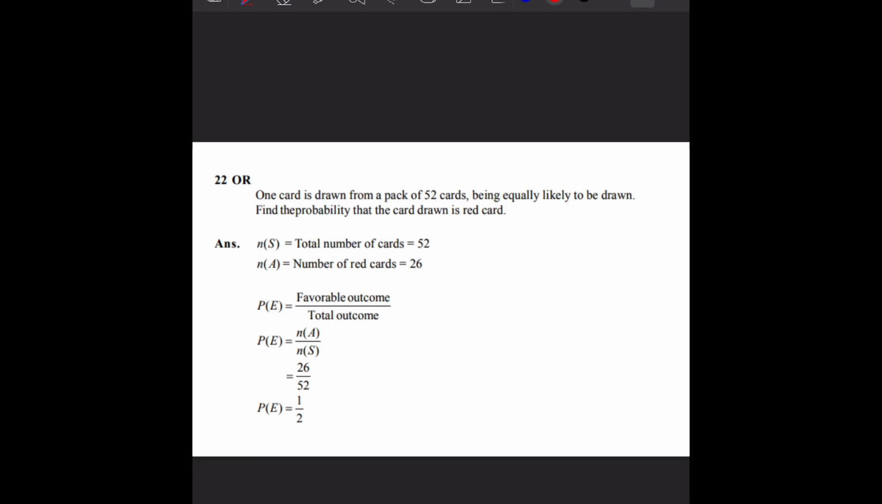22 का और एक question. One card is drawn from the pack of 52 cards being equally likely to be drawn. Find the probability that the card drawn is a red card. Number of cards are 52, red cards are 26. Favorable outcomes upon total outcomes, NA upon NS, that is 26 upon 52, that will be 1 by 2. Moving on to the next.